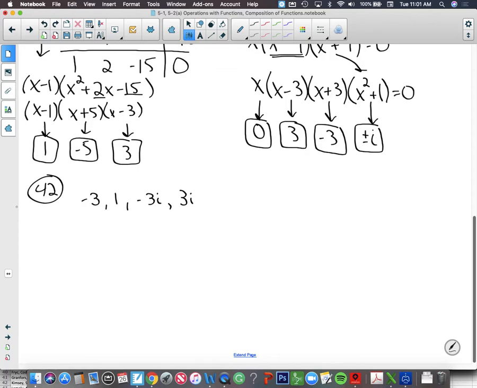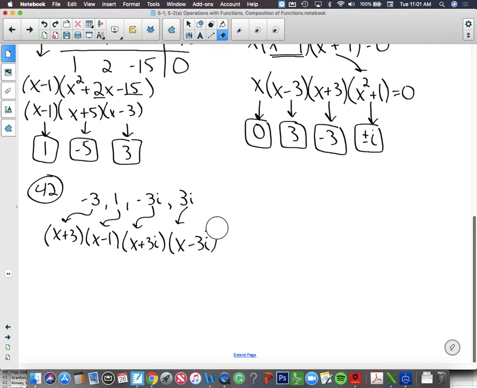And then you can turn all of those into factors. So these are all our roots here. We just need to turn them all into factors and multiply it out. So this one gives me x plus 3. This one gives me an x minus 1. This one gives me x plus 3i. And then this one gives me x minus 3i. Okay, fix my parenthesis back here.